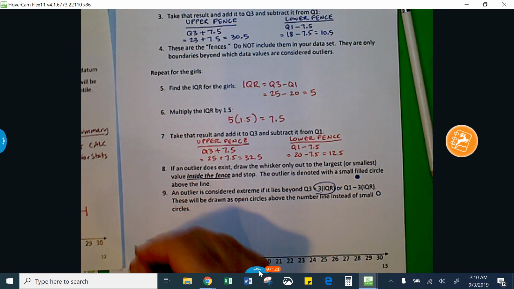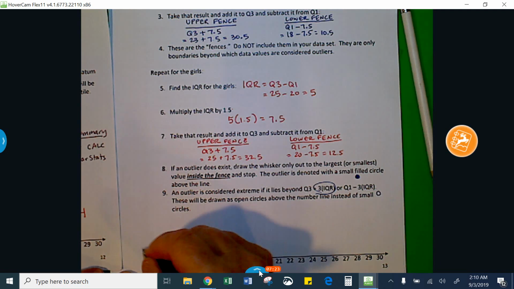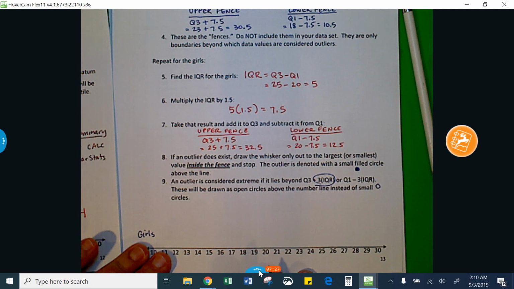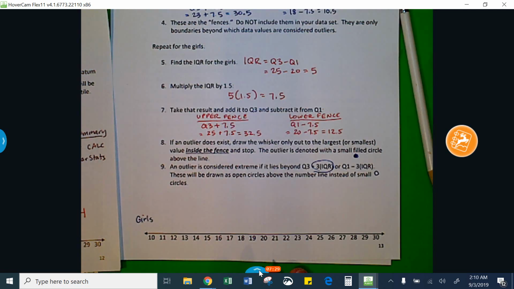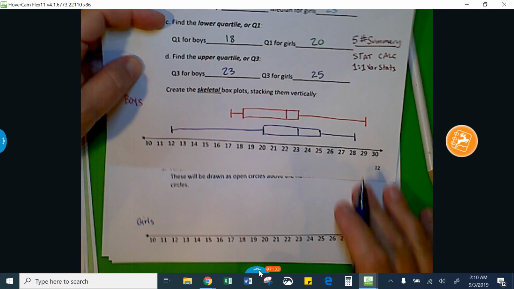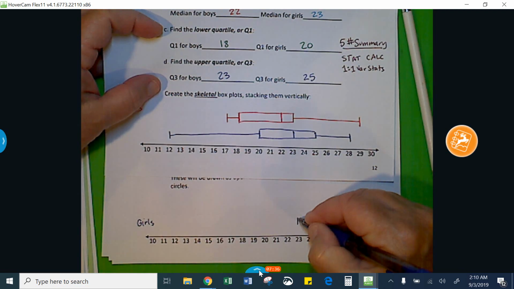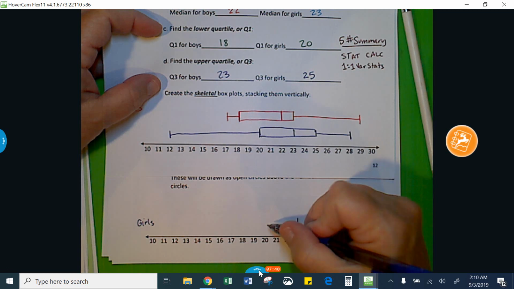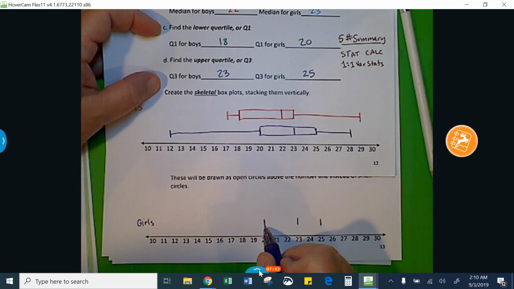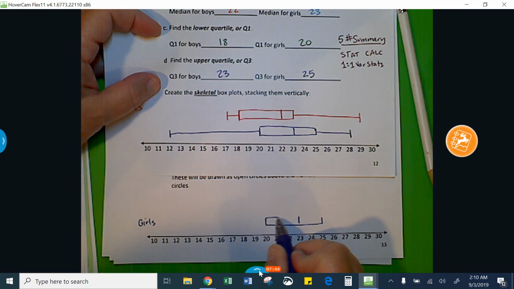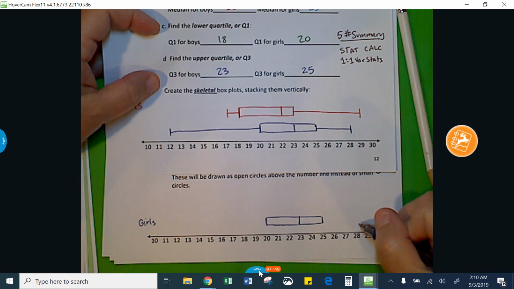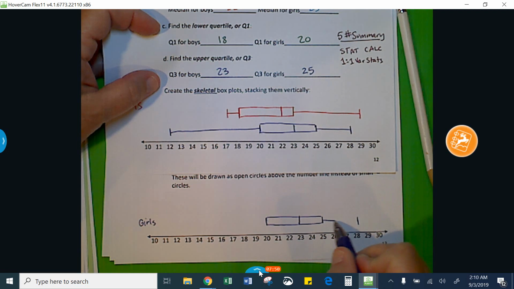So let's go ahead and show the girls' graph here. And the boys' graph doesn't change at all. So I'm actually not going to redraw that one. We can just compare it to the original. So the rest of the graph stays the same. So the median's at 23. Quartile 3 is at 25. Quartile 1 was at 20. Draw your center rectangular box representing the middle 50%. There was no upper outlier, so we're going all the way to 28 on the upper end.